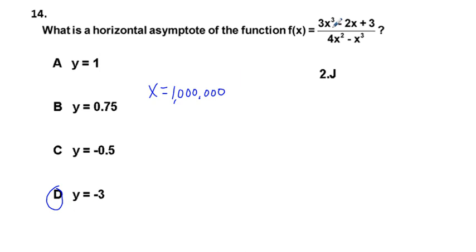Another thing we can do is take the terms with the highest exponent. We got 3x to the third power divided by negative x to the third power. So the value of our horizontal asymptote will be 3x cubed over negative x cubed. And what does it simplify to? Negative 3 over 1 equals negative 3.